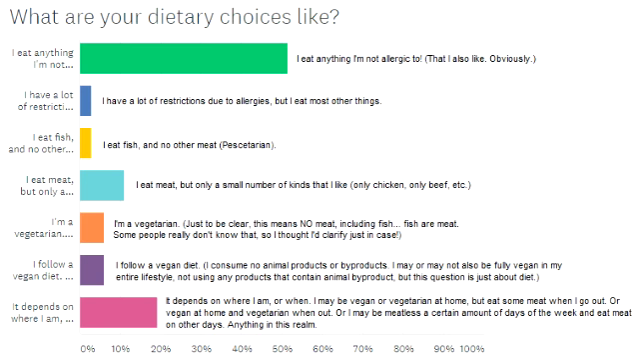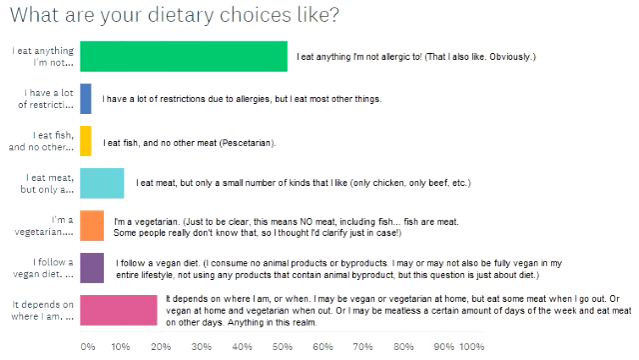And then I included an option for, it depends on where I am or when. I may be vegan or vegetarian at home but eat some meat when I go out, or vegan at home and vegetarian when I go out, or I may be meatless a certain amount of days of the week and eat meat on other days. Anything in this realm was included in this last question, and I included that because I have friends who have dietary choices in all of those areas. So, like, I have a friend who eats meat 2 days a week or 3 days a week, but then is vegetarian the rest of the week.